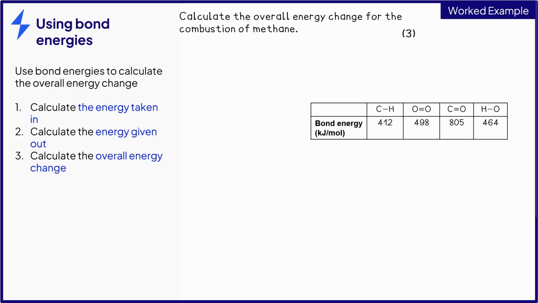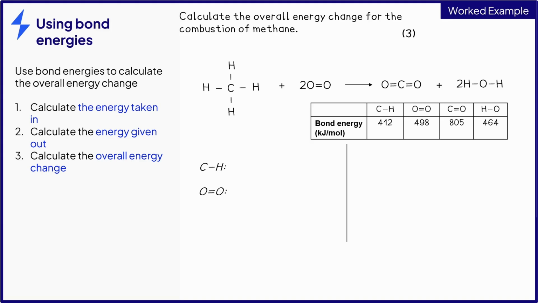You will always be given a table with the bond energies in, and are usually given the displayed formula for the reactants and products. You need to determine the total energy taken in to break the bonds and the total energy released when new bonds are made. First, draw a line to separate your reactants and products. Then identify the bonds present in the reactants, which you can see in this case are a carbon-hydrogen bond and oxygen-oxygen double bond.